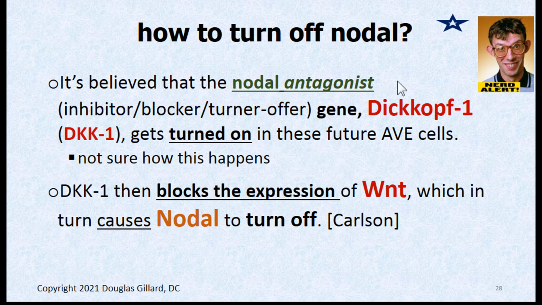All right, and so what does Dickoff1 do? It blocks the expression of the Wnt gene. And we said last week that the Wnt gene actually turns on the nodal gene. It's really hard to turn off the nodal gene, so you have to go to the genes that control it. So you have to turn off Wnt. So DDK1 blocks Wnt. Without Wnt, the nodal will stop working.